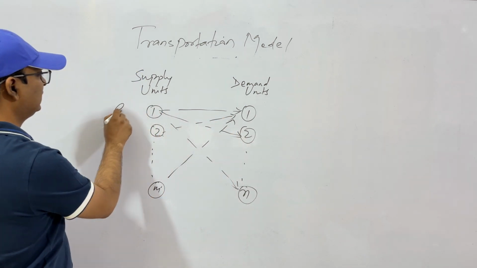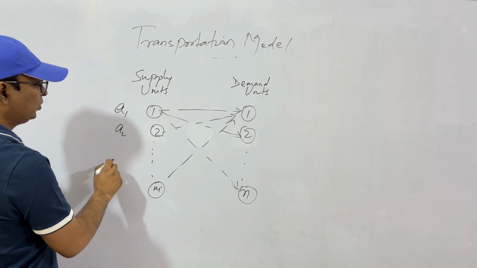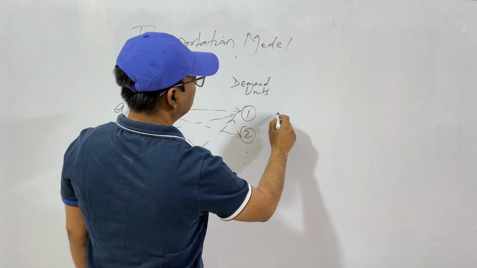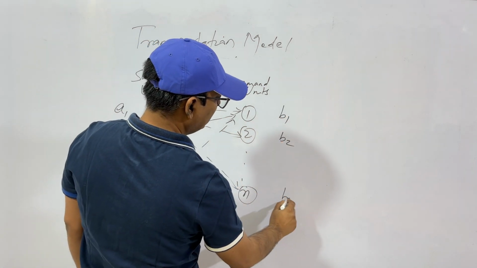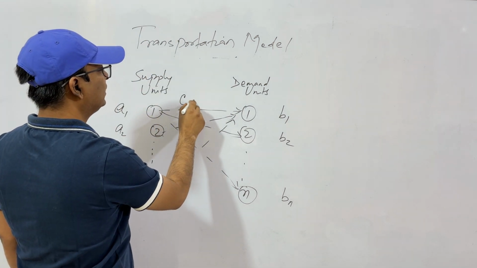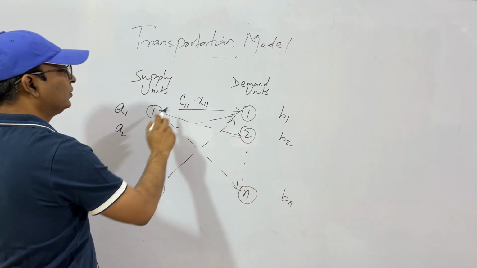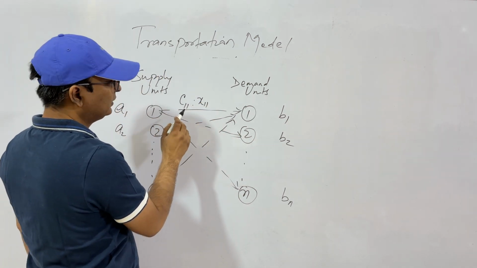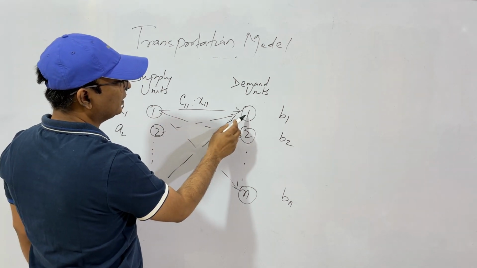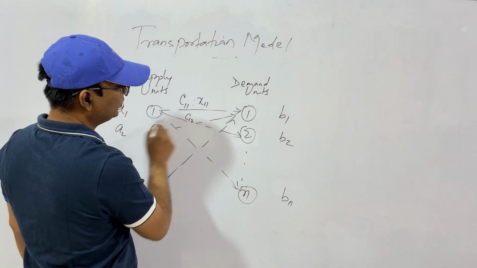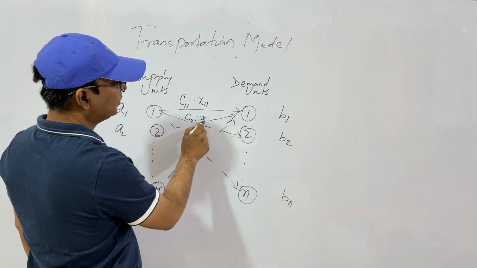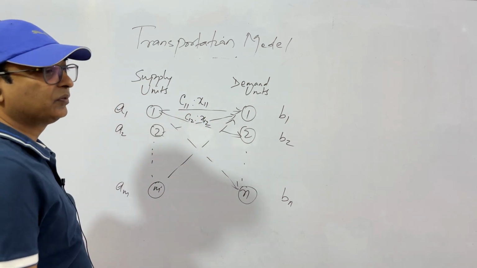Then let's denote the supply units as A1, A2 up to Am, and the demand units as B1, B2 up to Bn. And we write like this: C11, X11. What is 11? That is 1 to 1. C is the cost of transporting from the first supply unit to the first demand unit. So this is C11. Here will be C12, and X is the volume of items supplied. So here will be X12. That is the cost and the volume of transportation.